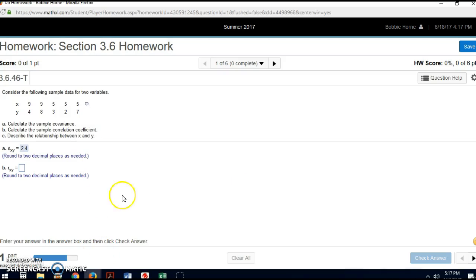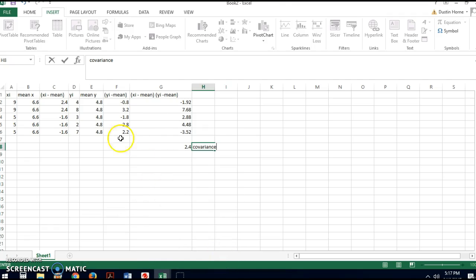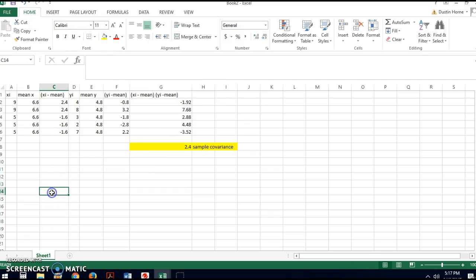Okay, so that was our sample covariance. These were our sample means, and this answer is our sample covariance. So this number here was our first answer. That is how you calculate a sample covariance, okay?